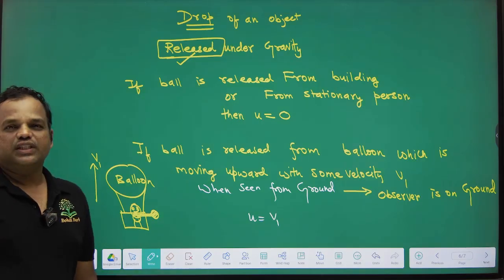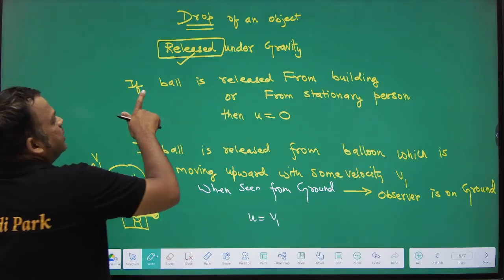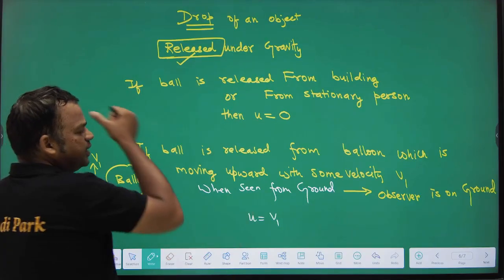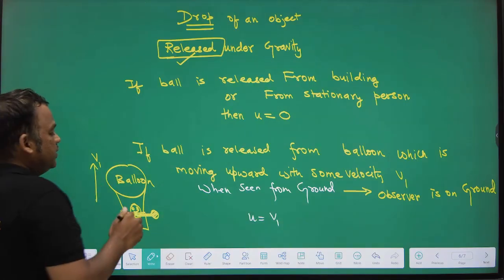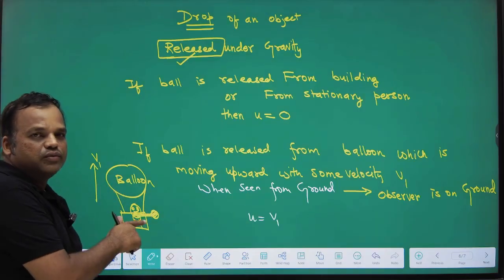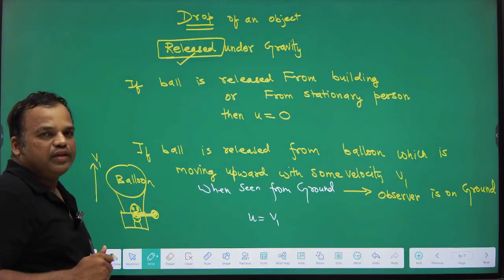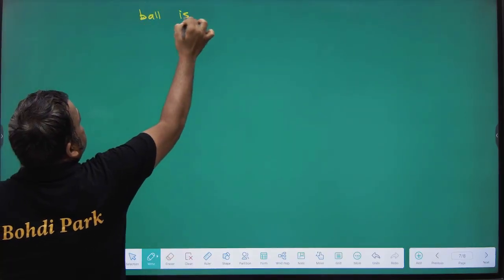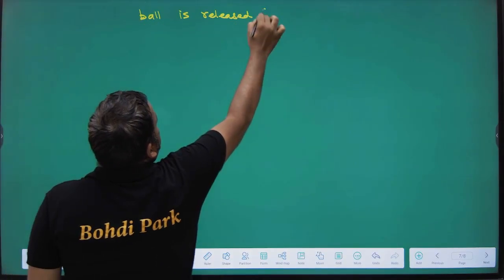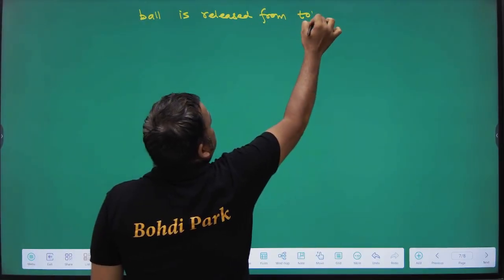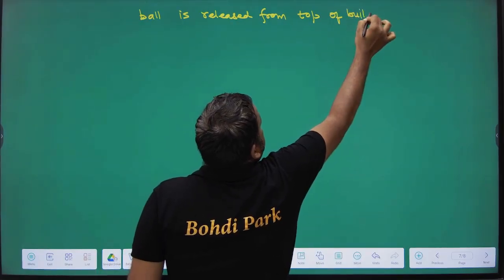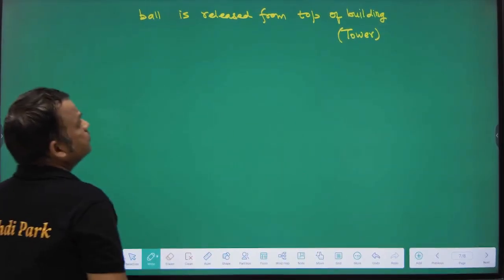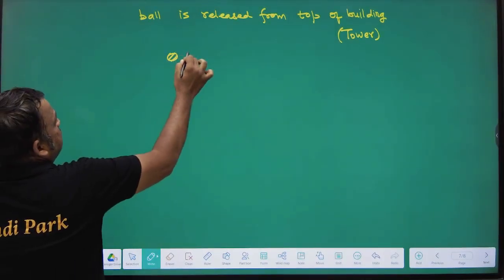So let's do two questions. In the first question, I will consider the ball is released from a building, so the initial velocity will be 0. And in the second question, I will consider the ball is released from a balloon which is going upward with velocity v1. So the topic is the ball is released from the top of a building. We can call it a tower. So the initial velocity will be 0.